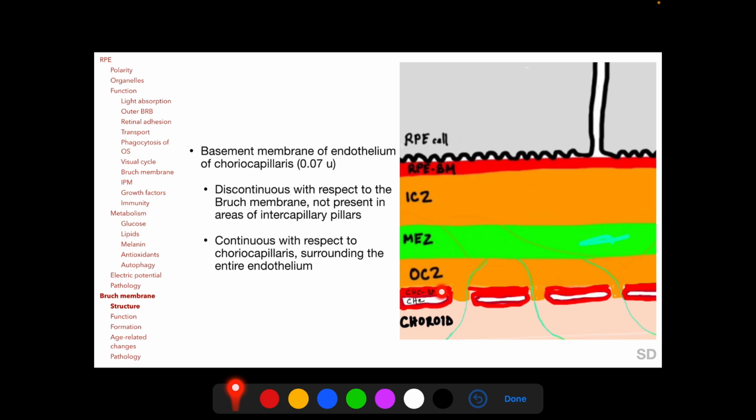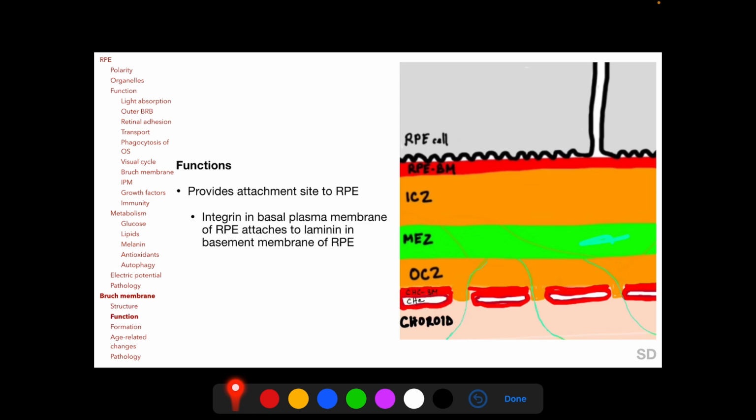This basement membrane is discontinuous with respect to the Bruch's membrane, since it is not present at the site of the intercapillary pillars, but is continuous with respect to the choriocapillaries, surrounding the entire endothelium of the choriocapillary lumen. So the structure of Bruch's membrane is like a sandwich with a layer of elastic tissue surrounded by 2 layers of collagenous tissue lined by 2 layers of basement membrane.